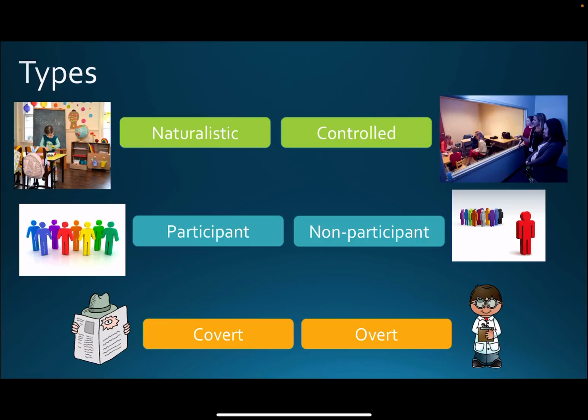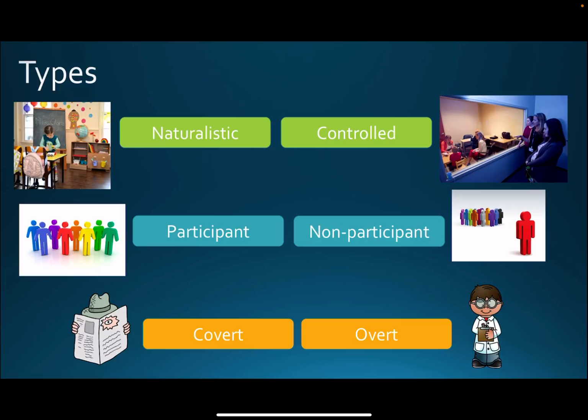For example, you may do a naturalistic observation of animals in their natural habitat. So you may go to the jungle and watch the mountain gorillas and their behaviours. Or you might go into a classroom and watch children in the classroom or children in a playground. They'll be in natural settings and naturalistic observation.